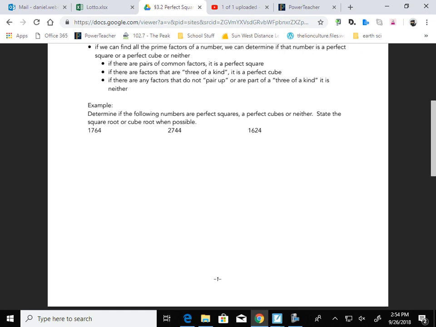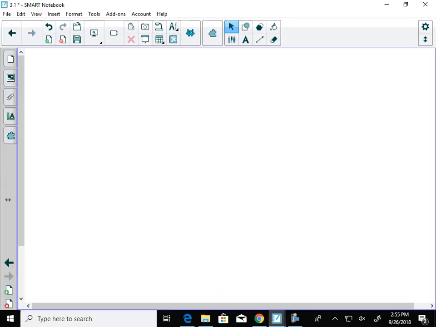So what you can do to find out if something's a perfect square or a perfect cube is you could use your calculator, sure, or you could do prime factorization as well. On the exam, I'm going to ask for one that's done with factorization.